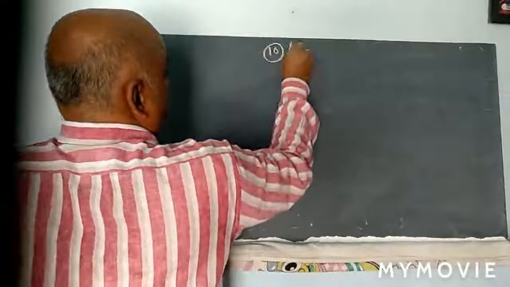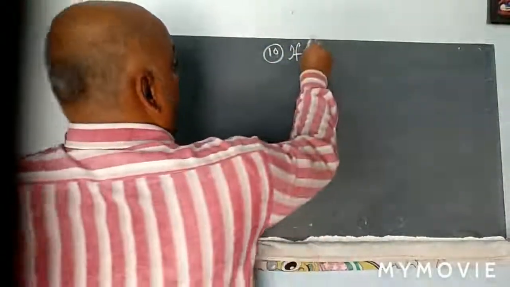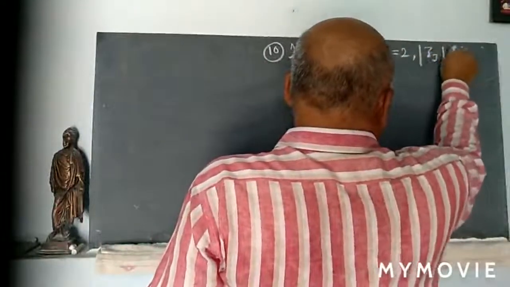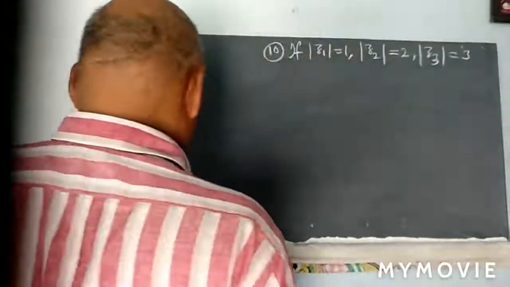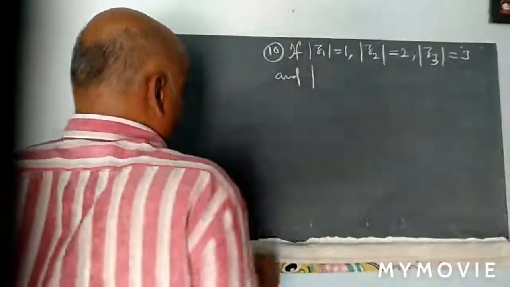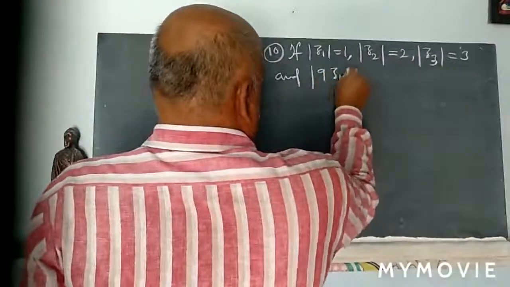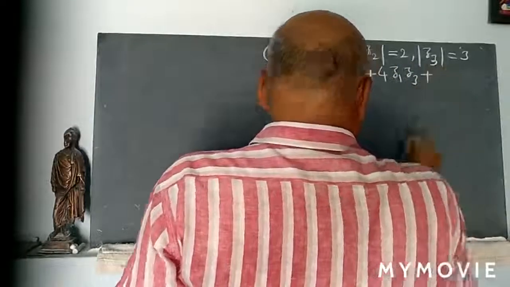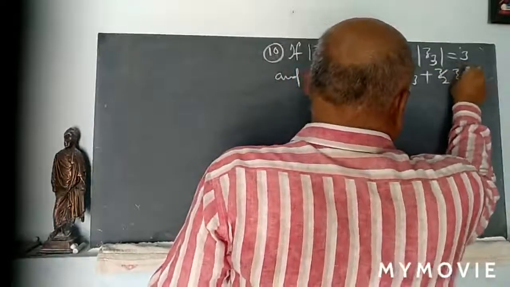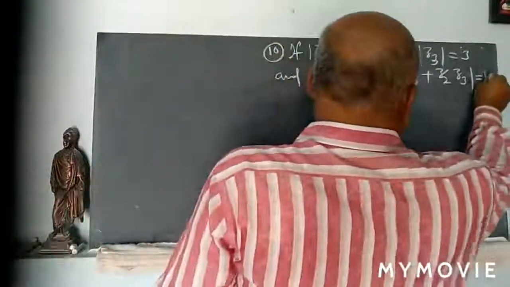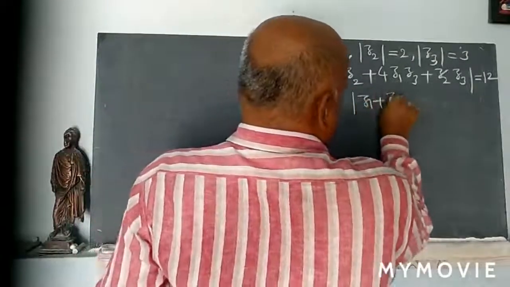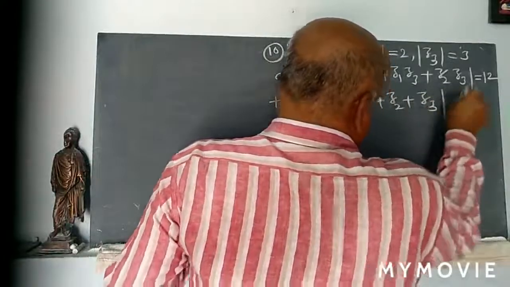Next, 10th problem. If |z1| = 1, |z2| = 2, |z3| = 3, and |9 z1 z2 + 4 z1 z3 + z2 z3| = 12, then find the value of |z1 + z2 + z3|.